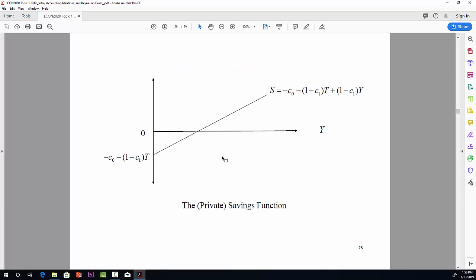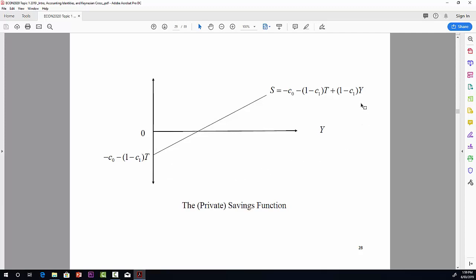Here's what the savings function looks like when we've got y on this axis and functions of y in general on this axis. So notice I've drawn this here where this is the axis. We've got positive values of y. But actually for savings, it's possible to have positive values or negative values. So this axis here allows for both positive or negative values of savings.